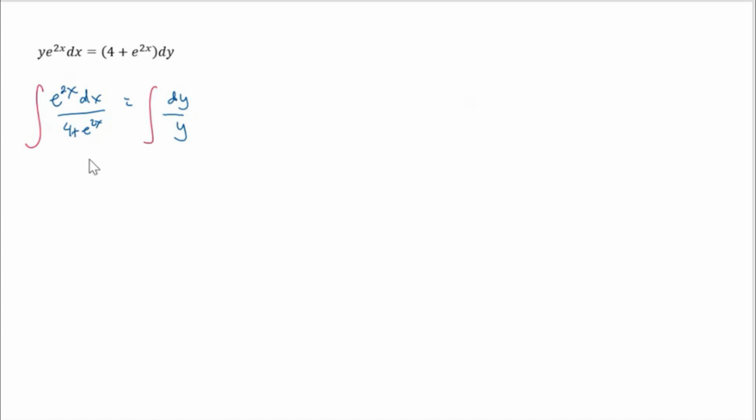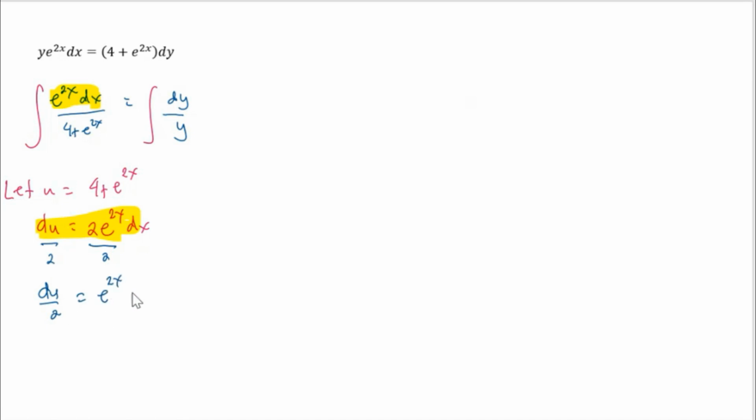Now to solve for the left hand side, we are going to let u is equal to 4 plus e raised to 2x, and the derivative of 4 plus e raised to 2x: the derivative of 4 is 0, and the derivative of e raised to 2x is just equal to 2 e raised to 2x dx. Now comparing the value of du to the given e raised to 2x dx, they are similar with e raised to 2x dx. So we need to define that one. We have to divide both sides by 2. That's why we have du over 2 is equal to e raised to 2x dx.